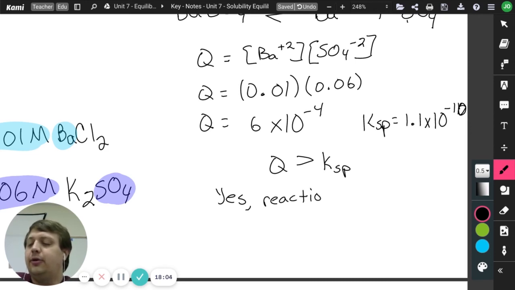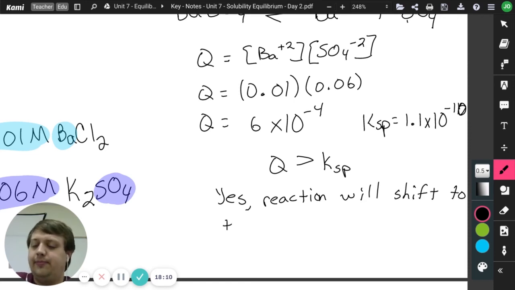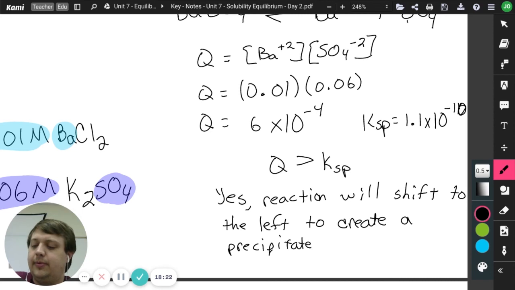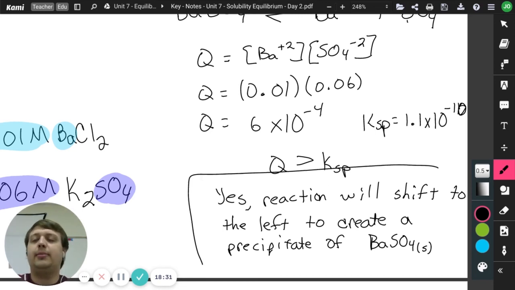Reaction will shift to the left to create a precipitate of BaSO4. And then this right here would end up being my answer.